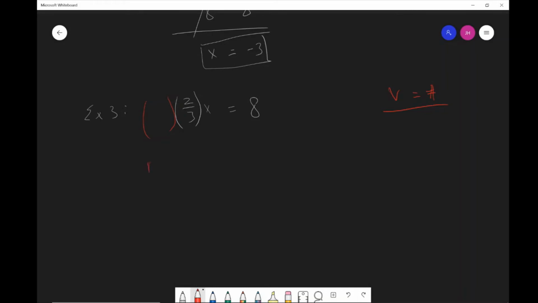So multiply the reciprocal of the coefficients. The coefficient in the problem is 2/3, so the reciprocal of it, or another way of saying it, the upside down of it, will be 3/2. Whatever I multiply on the left side, I have to do the same thing on my right side as well. So now you can do the math.